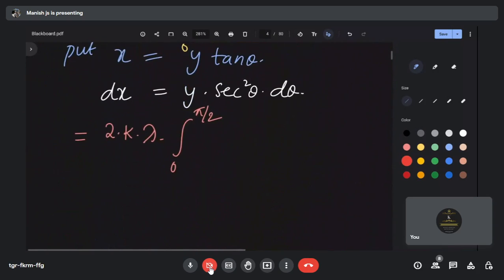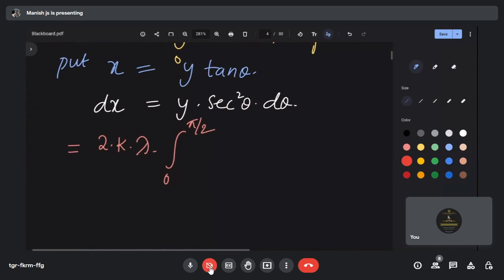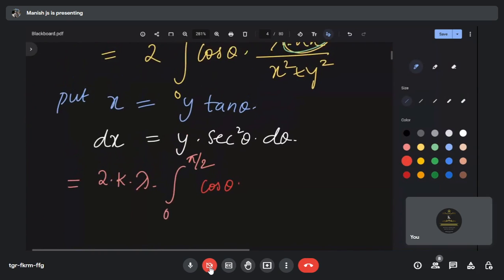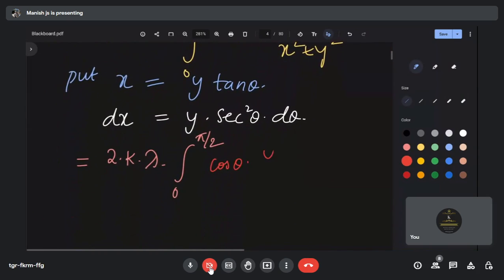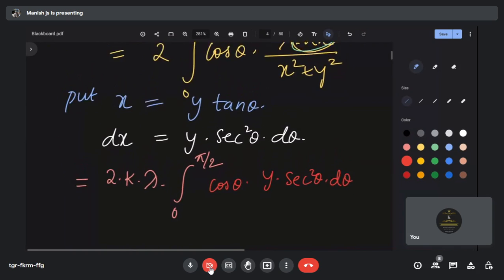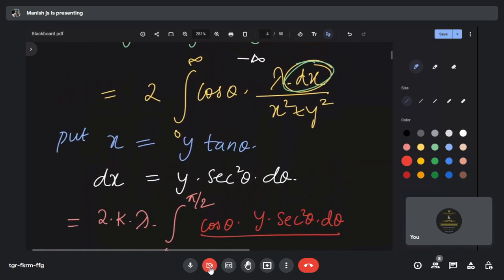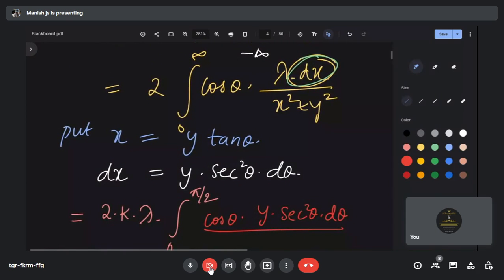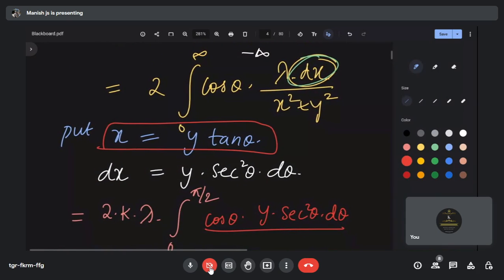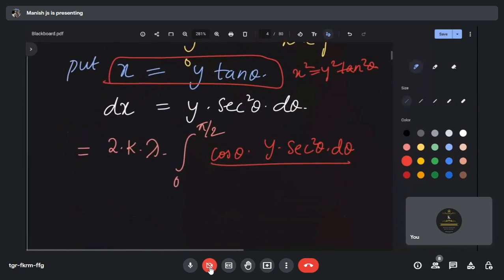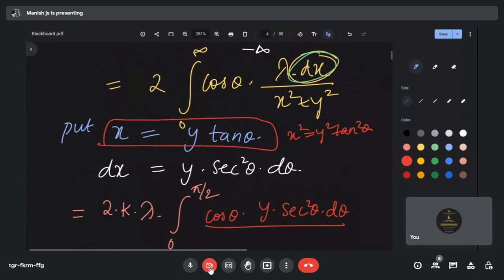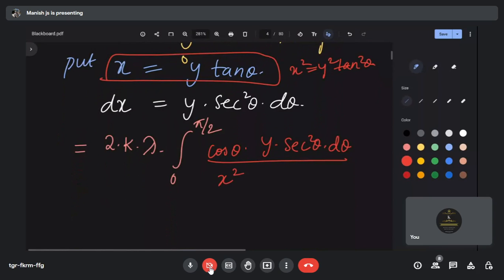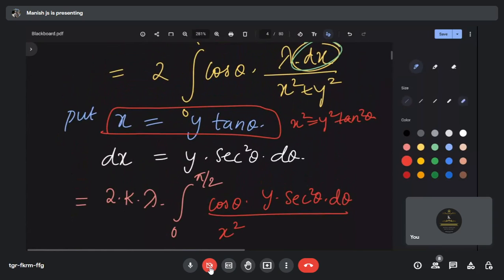So 0 to 90, cos theta, and substituting in the place of dx, dx is y into secant square theta into d theta, divided by x square plus y square, which we substitute. x is y tan theta, so what is x square? y square tan square theta. So I am substituting that and taking common out.